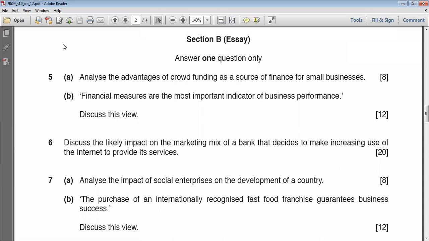Analyze the advantages of crowdfunding as a source of finance for small business. So as I mentioned, now analyze is the keyword or the instruction, the command word, and then you are asked to analyze the advantages. So in this case, advantages of using crowdfunding. Crowdfunding is one of the sources of finance available for small business. Because it is 8 marks, the expectation from us is to have 4 ideas to be analyzed.